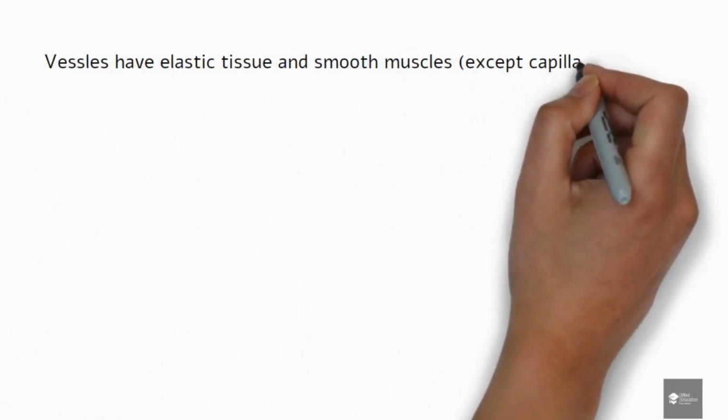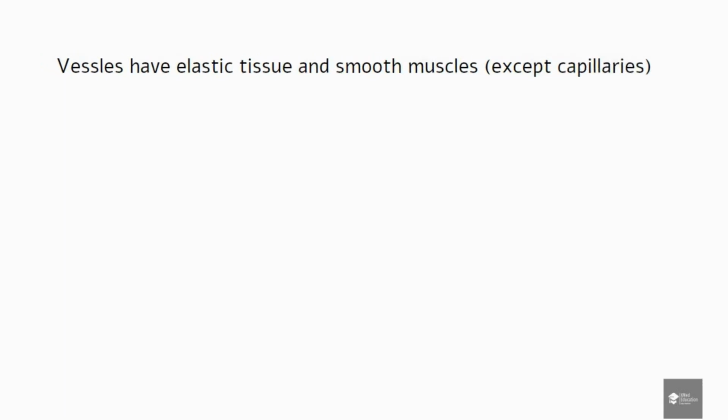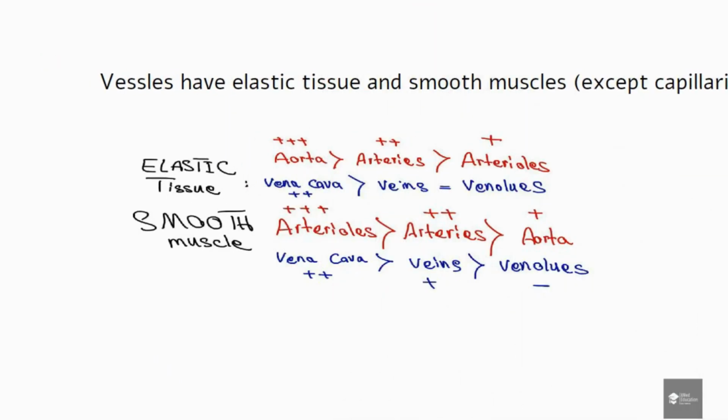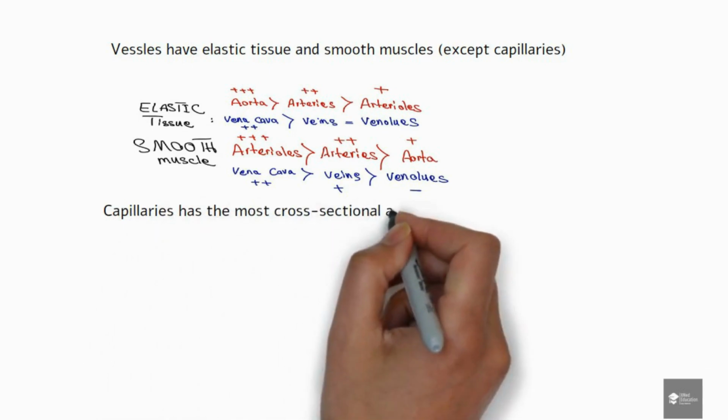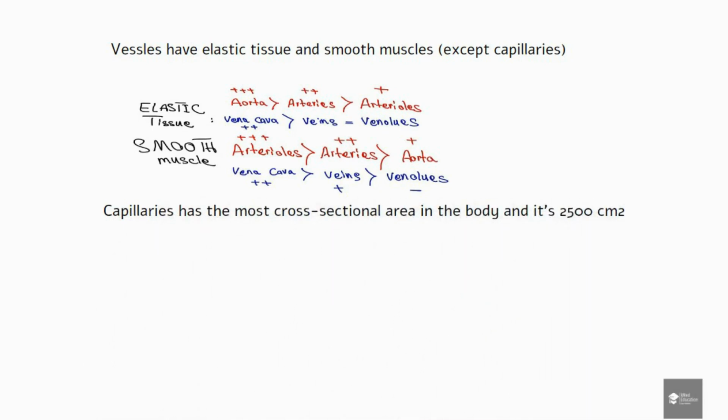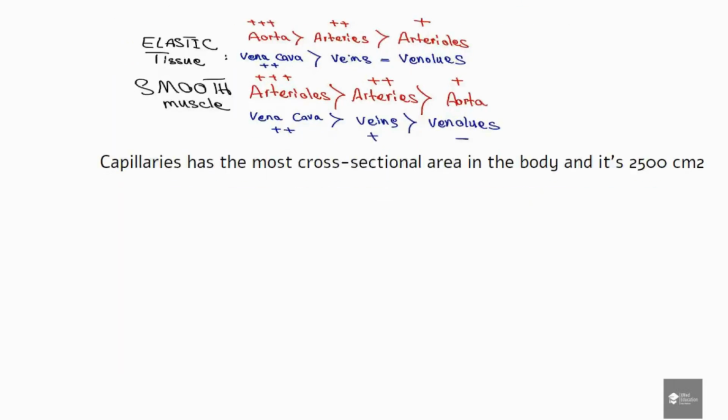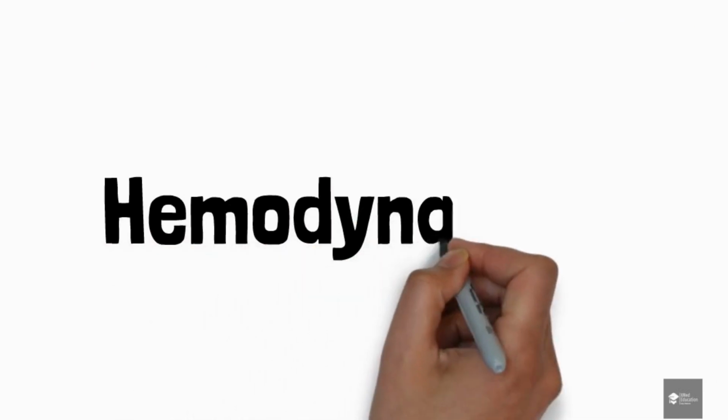Vessels have elastic tissue and smooth muscle, and that's really important. However, capillaries don't have these two tissues. Elastic tissue in the aorta is the most, and in the arterioles has the least, and the smooth muscle is the opposite. Arterioles have the most smooth muscle and the aorta has the least smooth muscle. That is really important in the case of the resistance that we're gonna explain in our future slide. The largest cross-section area in the body is the capillaries, and they are 2500 square centimeters.